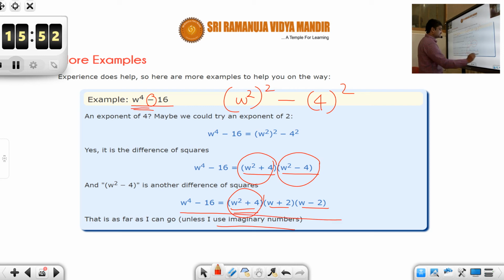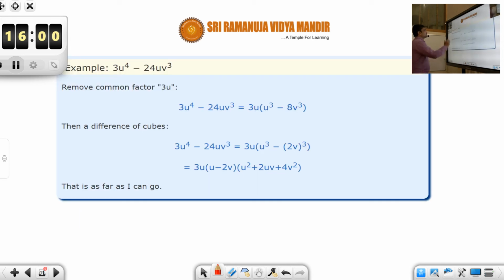So hence this is the best we can do when it comes to factorizing the given polynomial. Okay students, let's look at another example. Say 3u⁴ minus 24uv³.